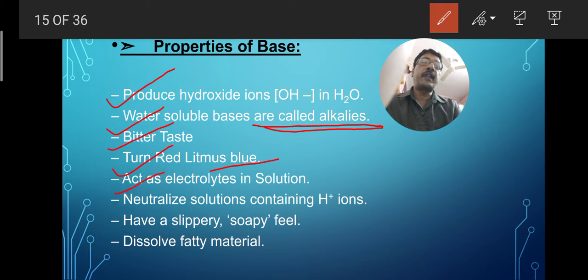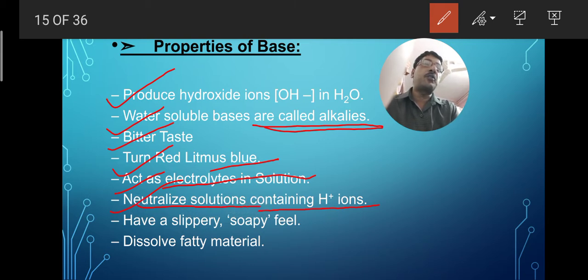And next is they act as an electrolyte. Electrolyte means they help to increase the rate of reaction. They help to pass the electric current at a great speed. Another is neutralizing solutions that are containing the hydrogen ion. Any acid which gives out the hydrogen ion in the water will be neutralized by the basic solution.